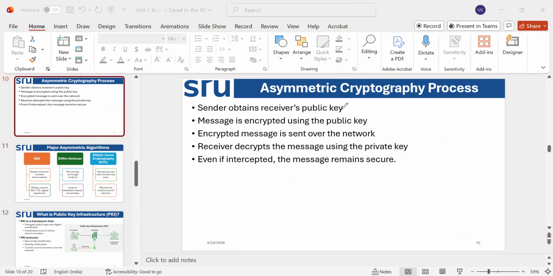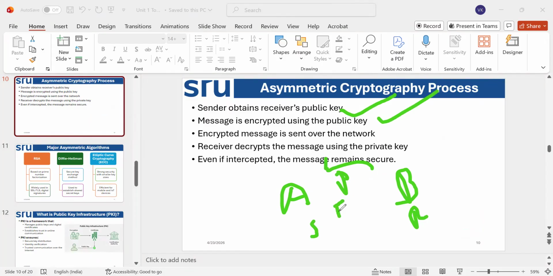The sender obtains the receiver's public key first. A, B: sender, receiver. So the sender obtains the public key. The message is encrypted using the public key. This public key is used for the encryption. The encrypted message is sent to the network. Now the receiver decrypts the message using the private key. Now he has a private key, so he decrypts using the private key. Even if intercepted, the message remains secure.